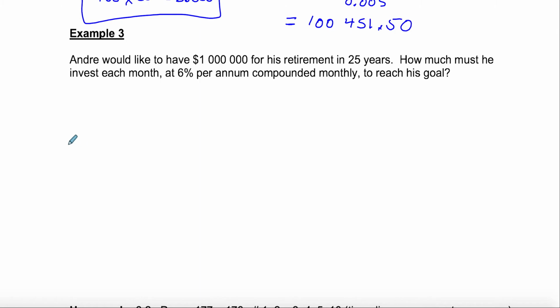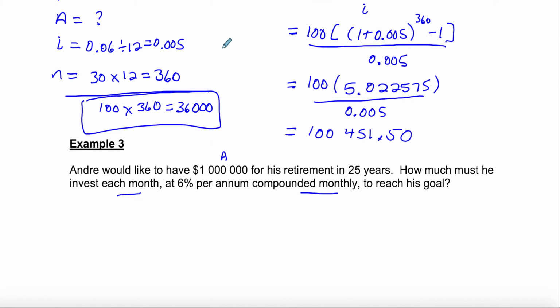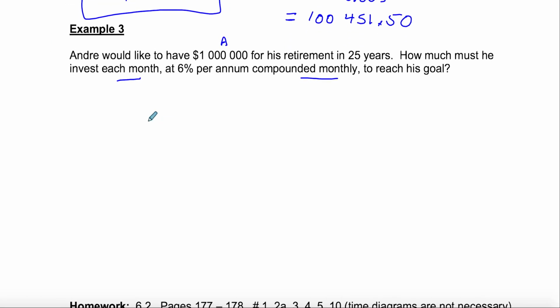So he wants to invest each month, and notice it's going to be compounded monthly. Those have to match for us to use this formula. He wants $1 million, so that's actually the final amount. So instead of rearranging the formula like we did for present value, we're just going to sub in the A. If I write RAIN down the side, the regular payment is what we don't know this time. I don't know what the regular payment is, but I know the final amount is going to be $1 million.